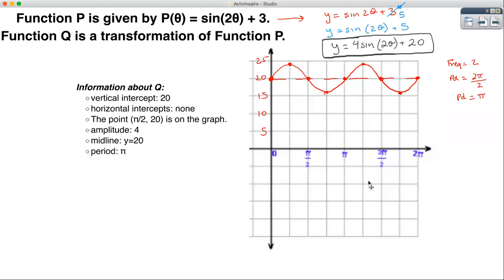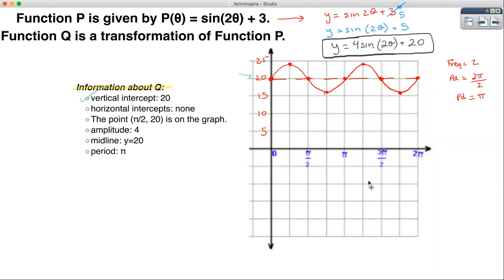Okay, now to triple check to make sure that we're absolutely correct, there was also some other information about Q, right? Let's just see if what we did matches up with this information about Q. It's telling us there is a vertical intercept at 20. Definitely a vertical intercept at 20, right? We can see that right here. So that worked out. There were no horizontal intercepts. There is a point pi over 2, 20 on the graph.